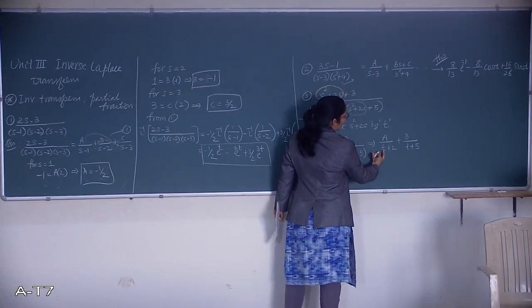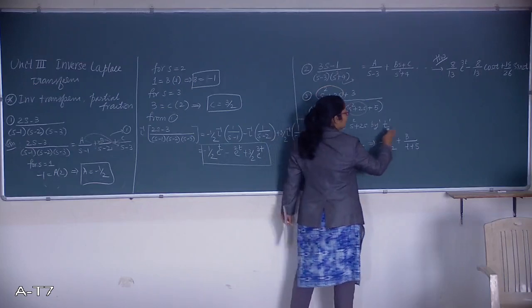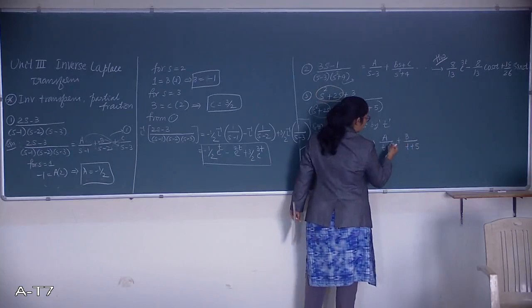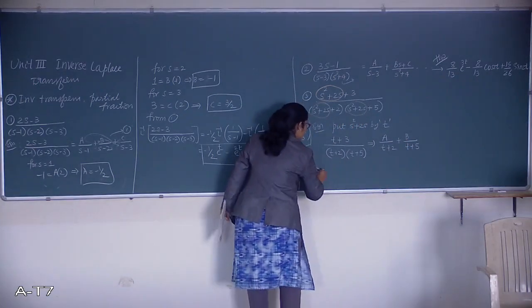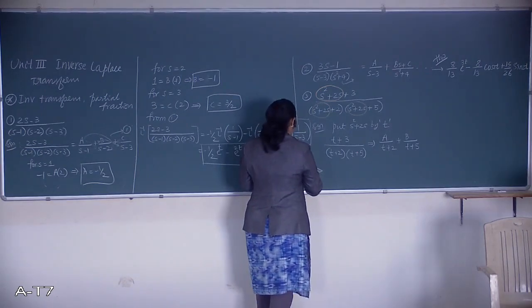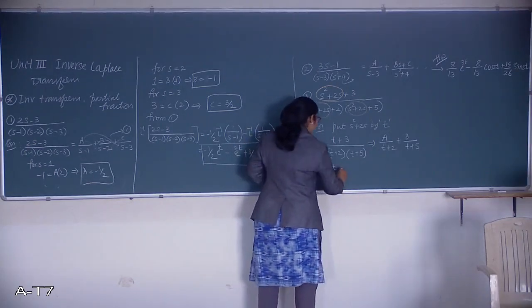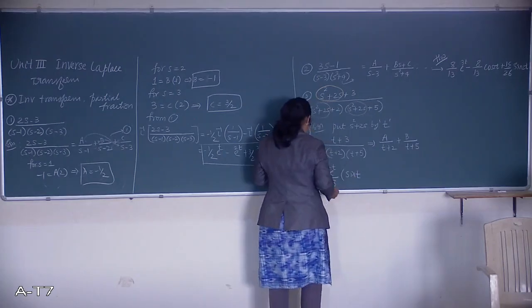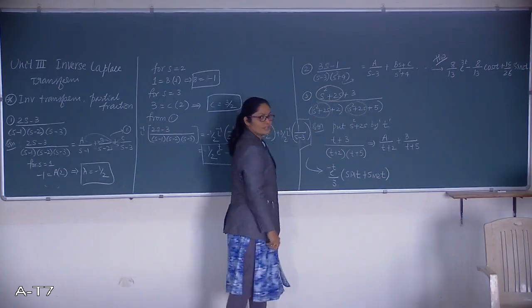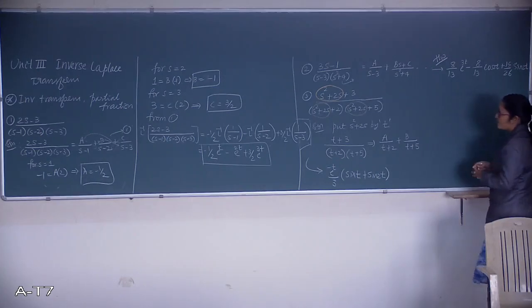Take the value t is equal to minus 2, so that b becomes 0, and you can get the value for a. In the next step, substitute t is equal to minus 5, so that it will be 0 and you will get the value for b. It will get reduced to this, and the final answer will be here by 3 sin t, sin 2t.